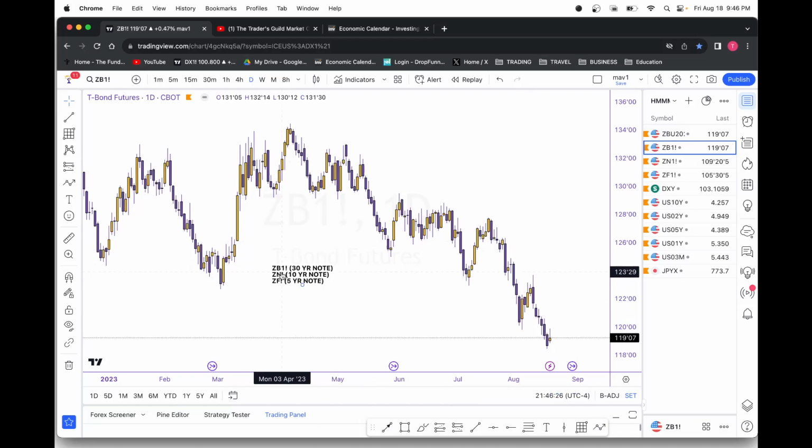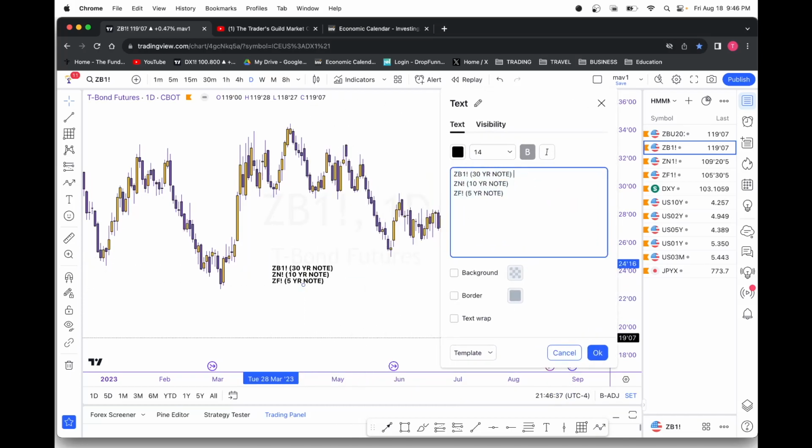So ZB1 exclamation mark is 30-year notes. ZN1 exclamation mark is 10 years. ZF1 is 5 years. Now they typically should really all be doing the same thing. But just keep in mind that this is the long-term notes, this is intermediate notes, and this is short-term notes.